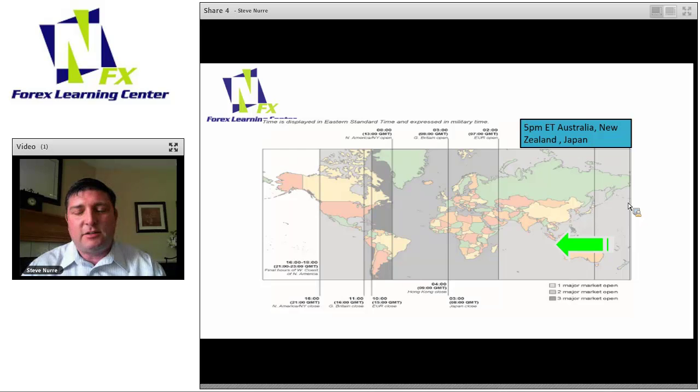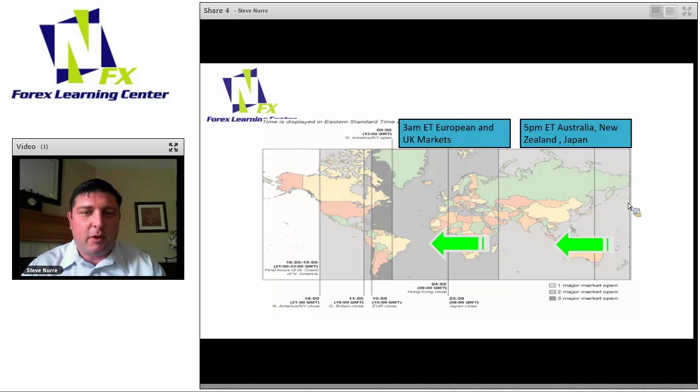And then that's what we call the Austrasian session, or some people might call it the Sydney session. I usually call it Austrasian, Australia and Asia opening up. The second markets to open up around the globe, we call it 3 a.m., which is what we call the London session. That's when you get Europe and London starting to roll. That's when those banks start to open.